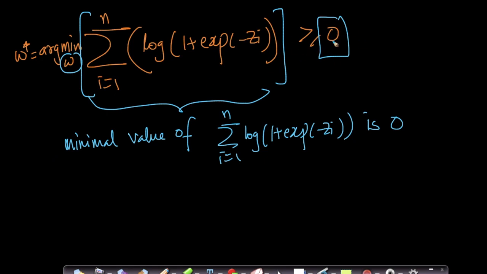Because we just proved it. The smallest possible value that it can take is 0. Now, when does that 0 occur? That's the next question, right? So we just showed right now the minimal value is 0, but when does that 0 occur?